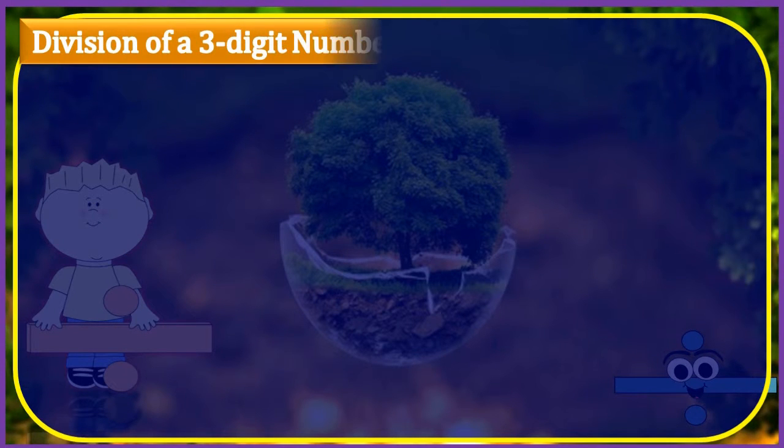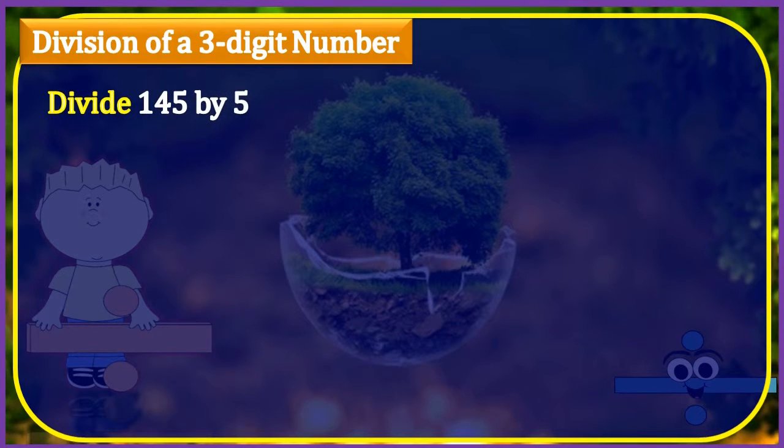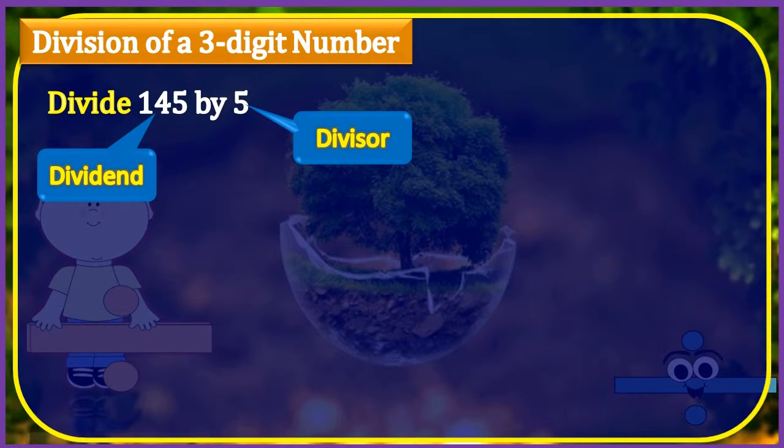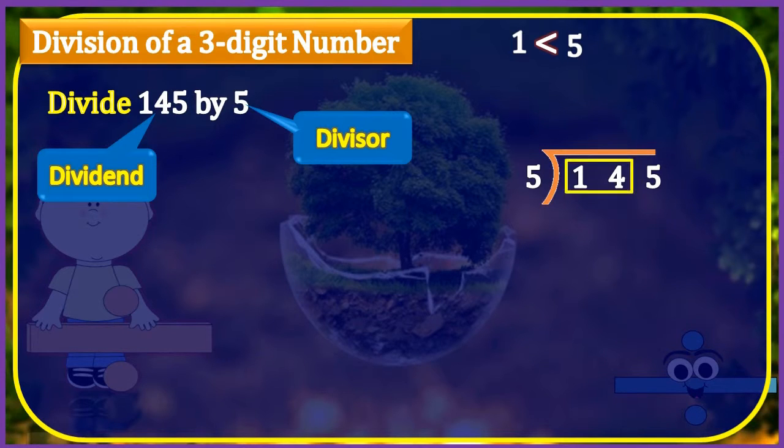Division of a 3-digit number. Divide 145 by 5. Here, 145 is the dividend of 3 digits and 5 is the divisor of single digit. Now we will start comparing the hundreds place of the dividend and divisor. 1 is less than 5. It cannot be divided. So we will combine that with the next digit 4 at the tens place. 14 is not less than 5 and is divisible.